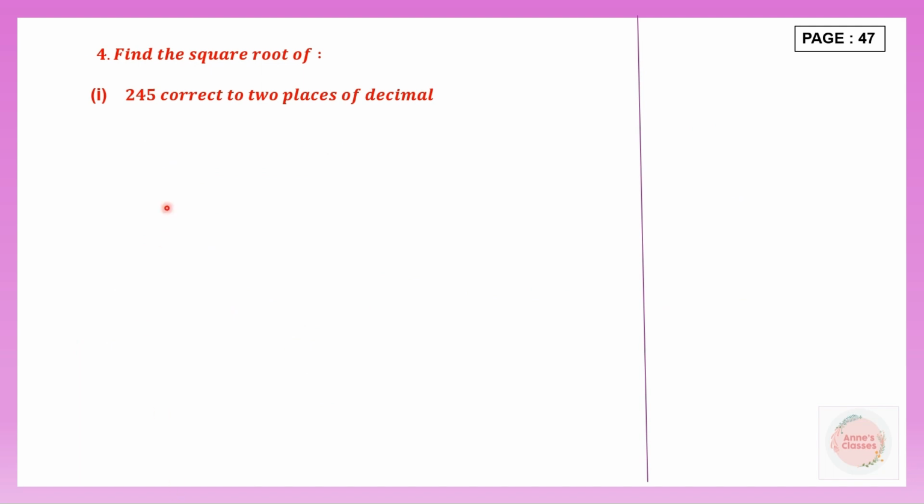Question 4. Find the square root of, the first one is 245, correct to two places of decimal. Now let's do this carefully. So here they've given you a whole number and they're saying we have to find the square root of this number correct to two places of decimal. So whenever we get numbers like this where they say correct to places of decimal, that means that number is not a perfect square. So it's going to end up as a decimal number.